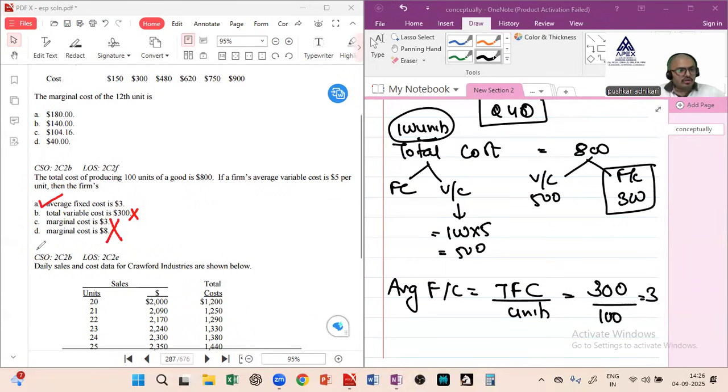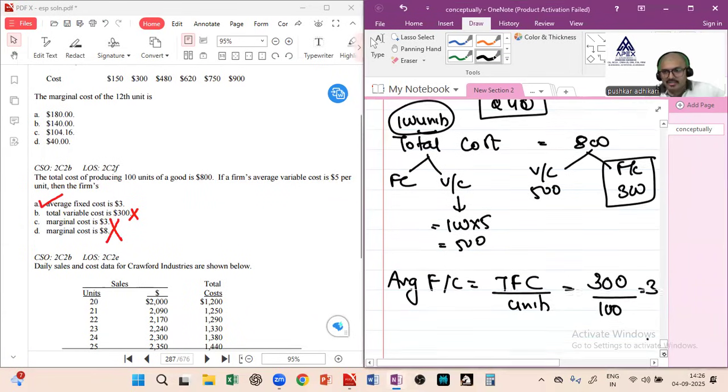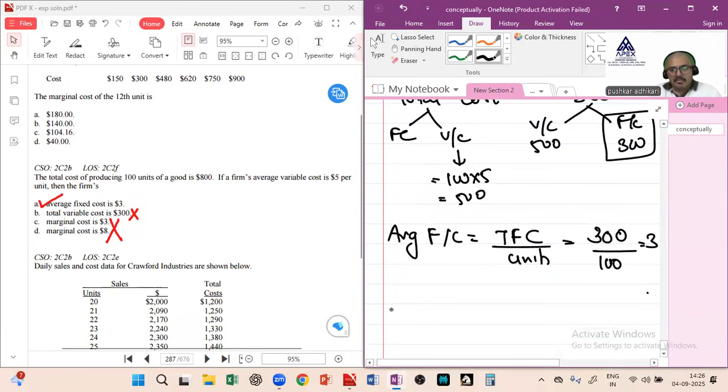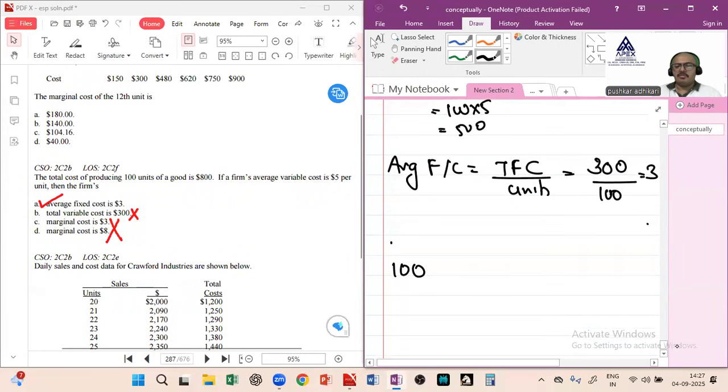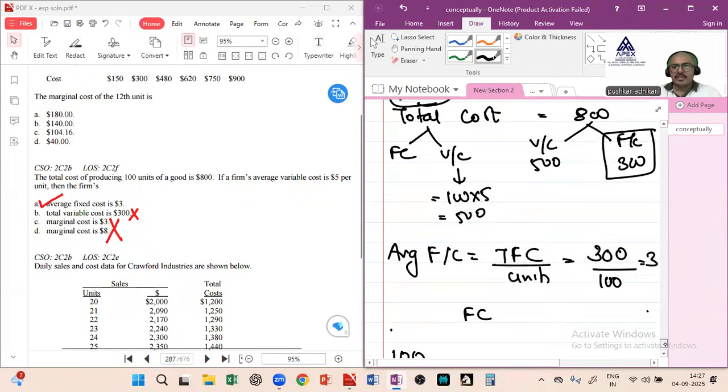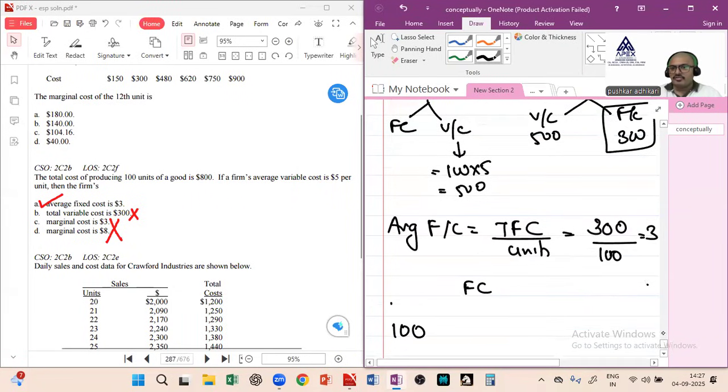I will prove that both of these are incorrect statements. I want you to pay attention. How many units am I talking about? 100 units. Now please try to understand. For 100 units, my fixed cost is fixed at an average of 3 per unit. So my fixed cost is 300. So even if I make 900 units, my fixed cost will stay 300 only.